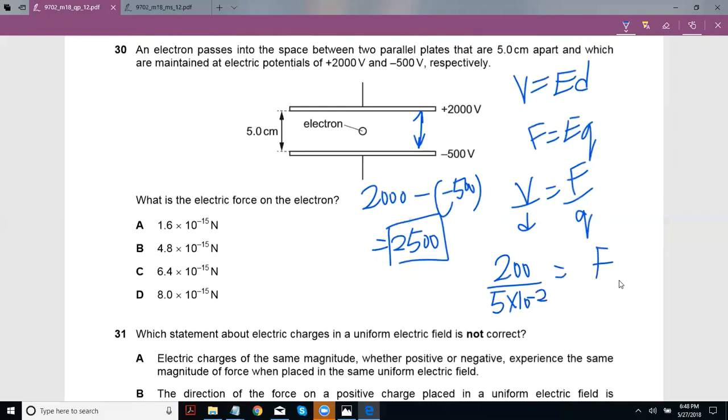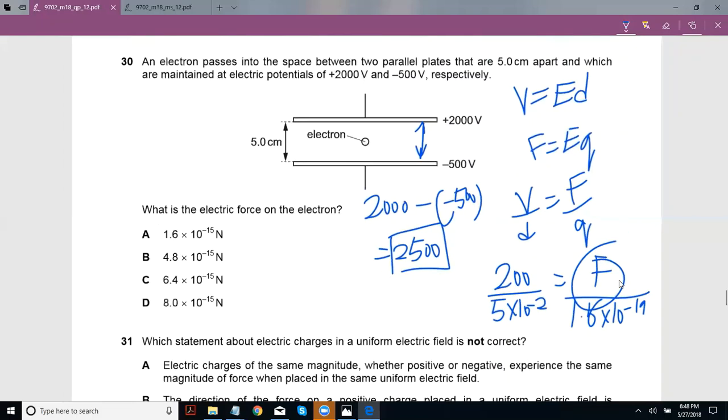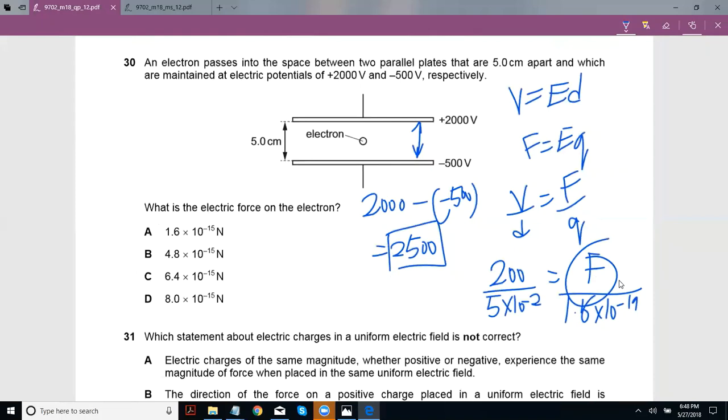You need to calculate force. The elementary charge is given on your first page, although a lot of you would know it by now. And you just simplify to calculate F. So it comes out to be 8 into 10 to the power minus 15. And the reason why we use the elementary charge is because for an electron, the charge is just E. It is the elementary charge.